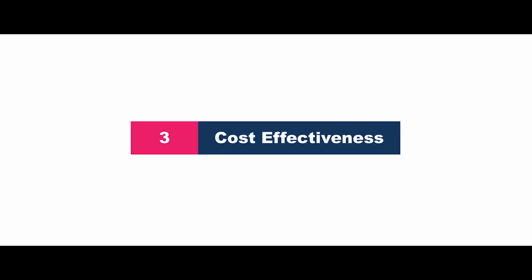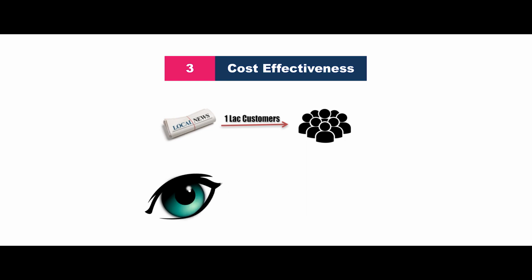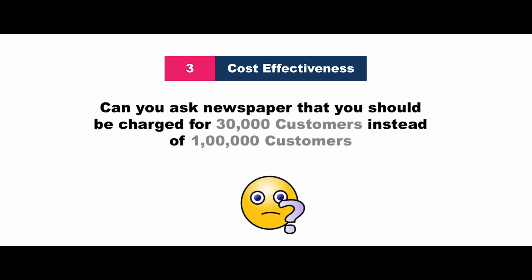Another point of difference is cost effectiveness. It is often said that digital marketing is cost effective as compared to traditional marketing. Is it so? Let me give you an example. Suppose you have given an advertisement in the newspaper targeting 1 lakh customers. However, according to your estimates, only 30,000 customers actually viewed your advertisement. Now, can you ask the newspaper that you should be charged for 30,000, not for 1 lakh customers?